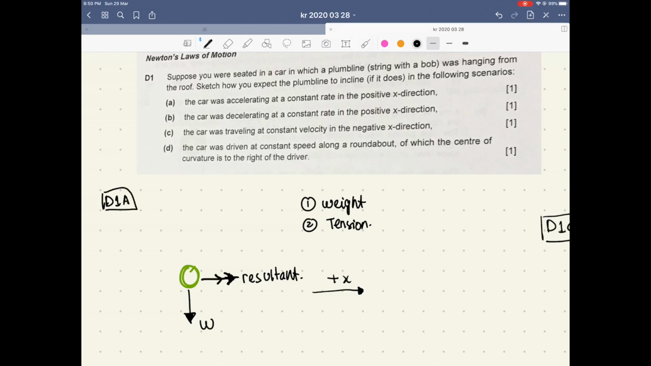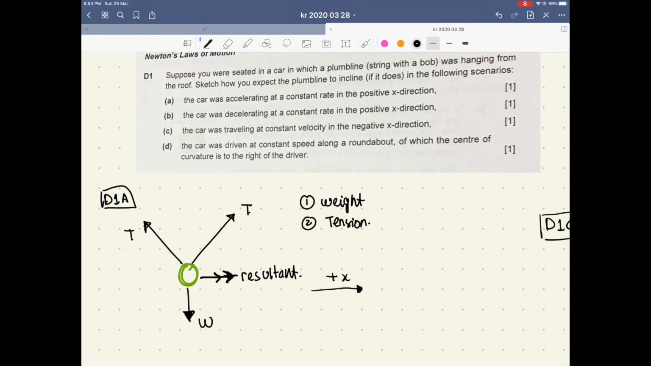Now, there are two possible ways of drawing the tension. One of them is wrong. This is T here. Option A is pointing to the left. Option B is pointing to the right. Which one is correct? A is wrong. Why is A wrong? Because if you draw that, the resultant will be pointing to the left. So that's why A is wrong. The correct one will be B.